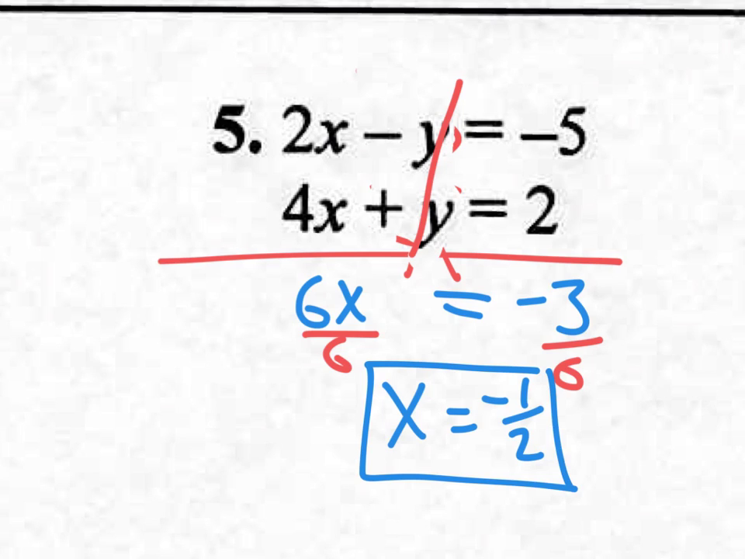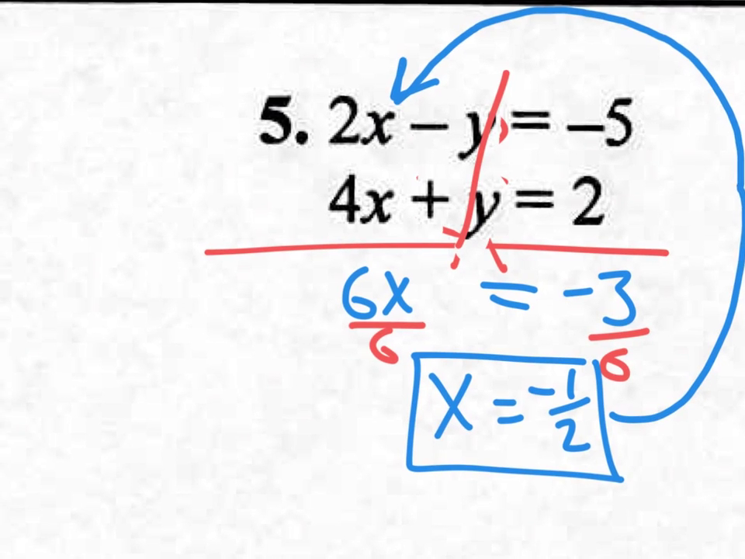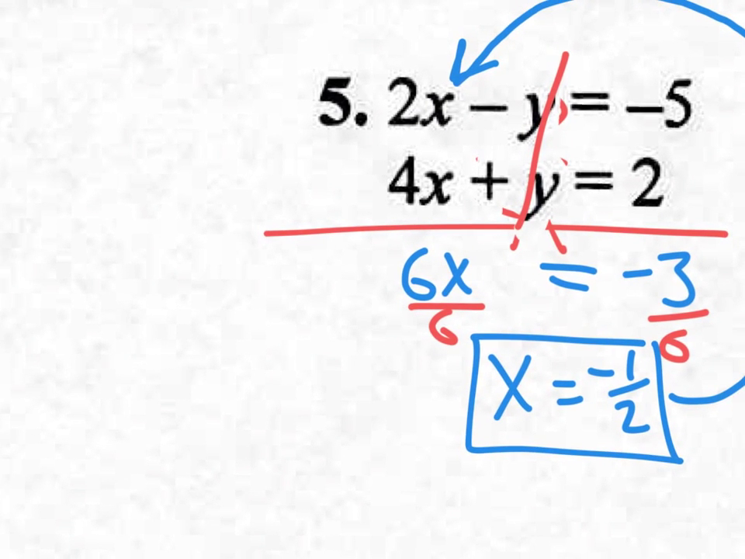Plug it in. I thought this was going to be more fun. It's pretty easy, actually. You could plug the negative 1/2 into any equation you want. I want to go for the top one because I like the 2 instead of the 4. So my new equation, I want to write it over here to the side, is going to be 2x, but what do I put in place of x? Negative 1/2. And then minus y equals negative 5.